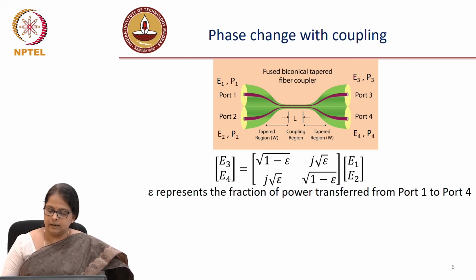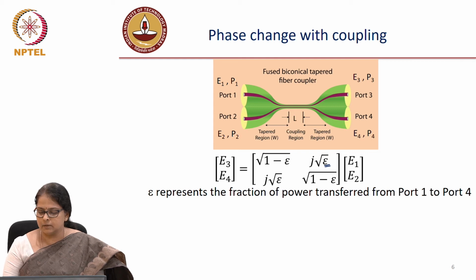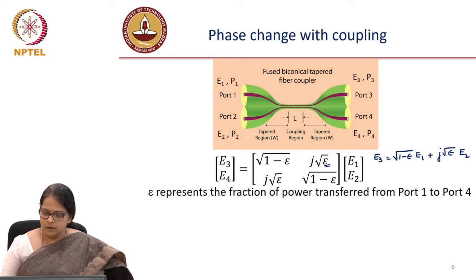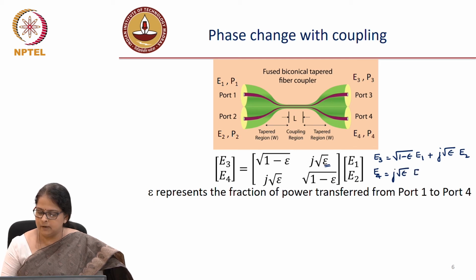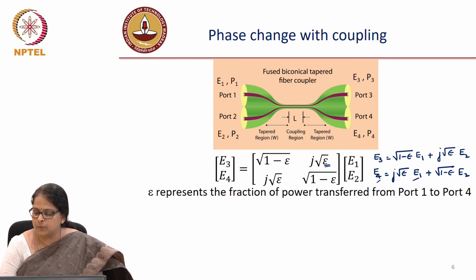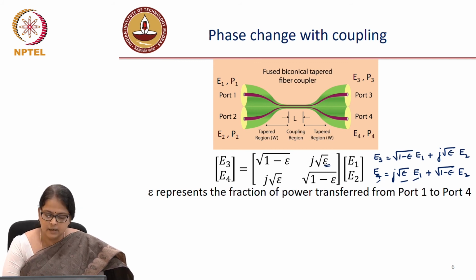Epsilon is nothing but the fraction of power transferred from port 1 to this port. So E3 is equal to square root of 1 minus epsilon E1 plus j root epsilon E2, right? And E4 is equal to j root epsilon E1 plus root of 1 minus epsilon E2. So the power transferred from port 1 to port 4, the corresponding electric field is square root of epsilon, right? So epsilon represents the power transferred from port 1 to port 4.